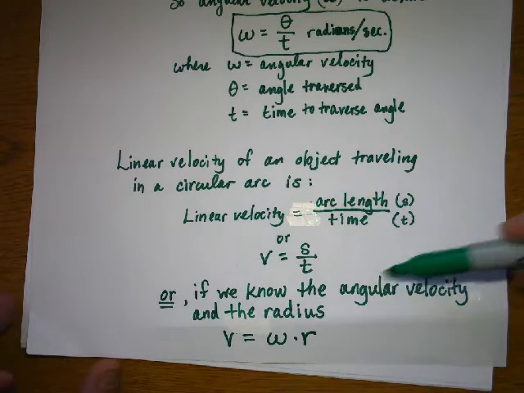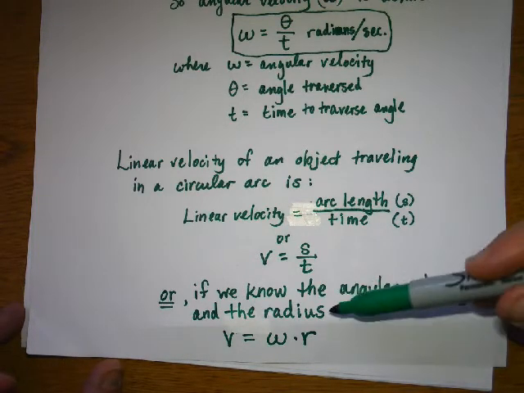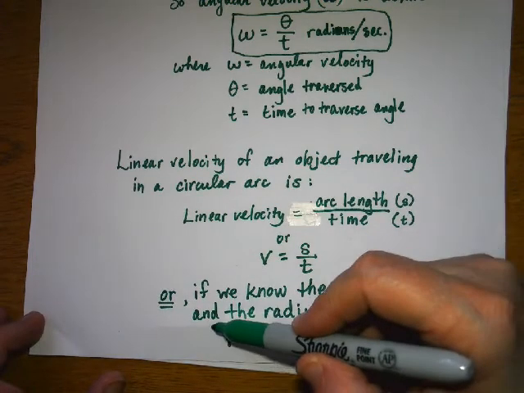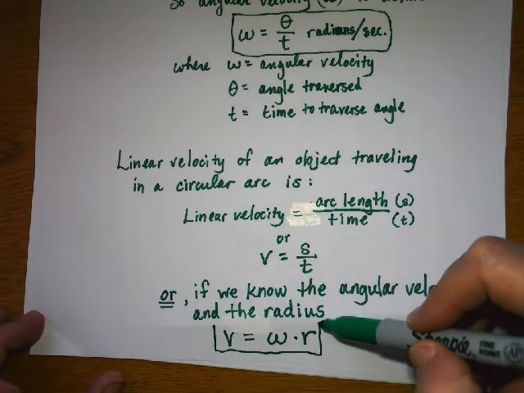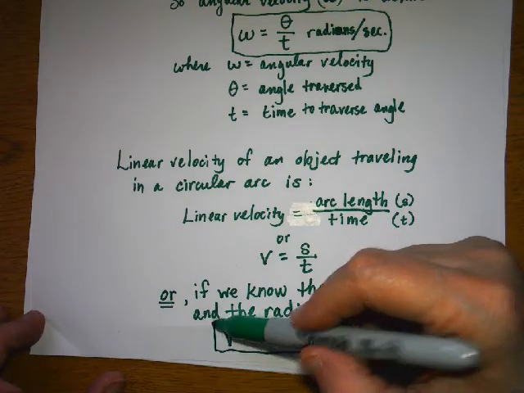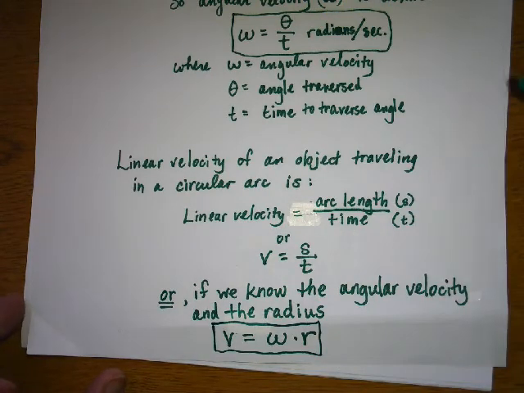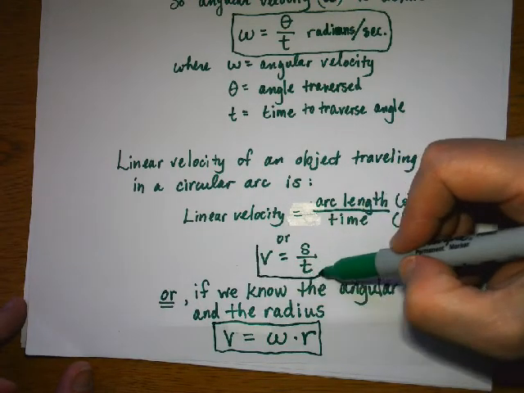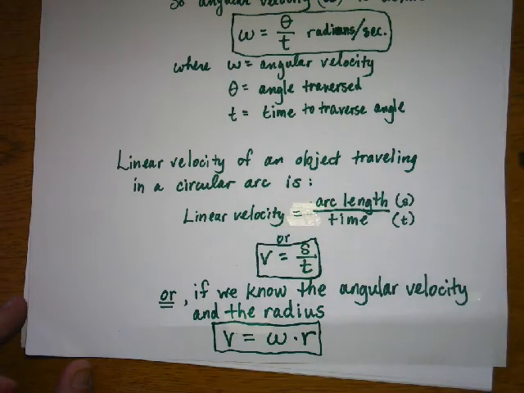If we know the angular velocity already and we know the radius, then we are going to be using the formula linear velocity is equal to omega times r. Go ahead and pause and finish copying these down, and then make sure that you go back and answer the questions that will be embedded in the video if you have not already done so.